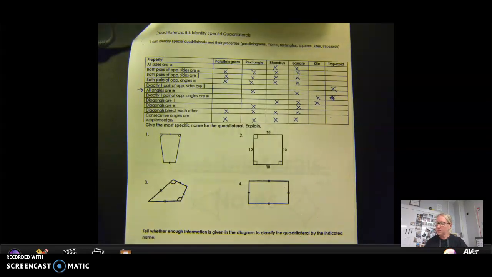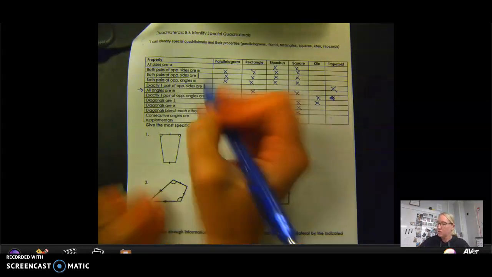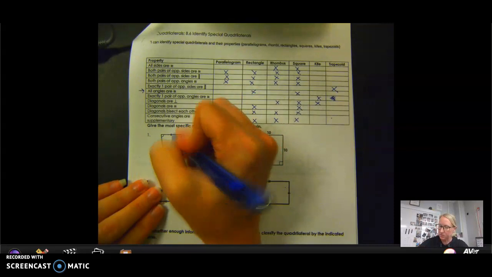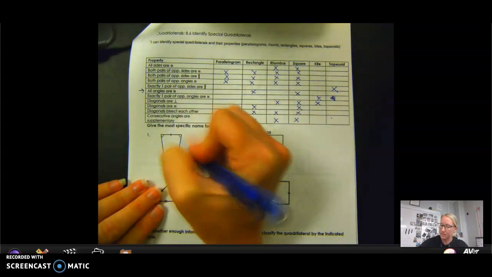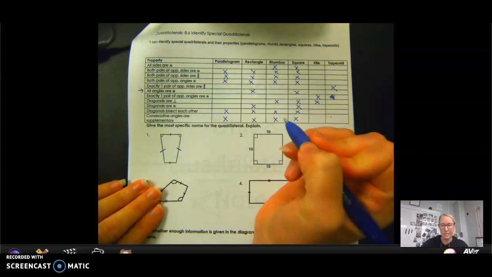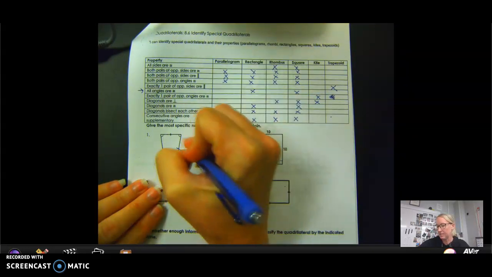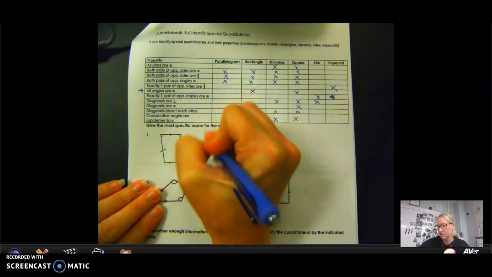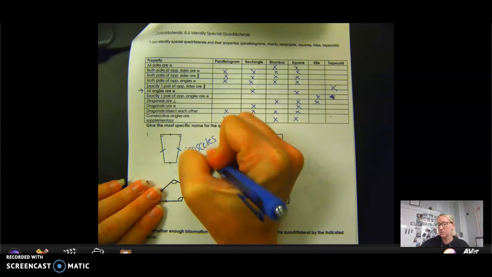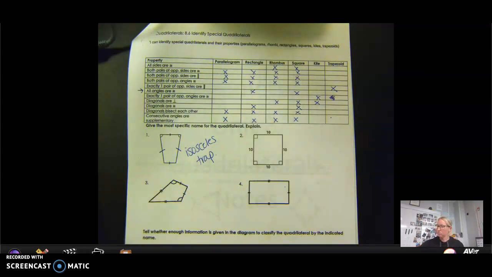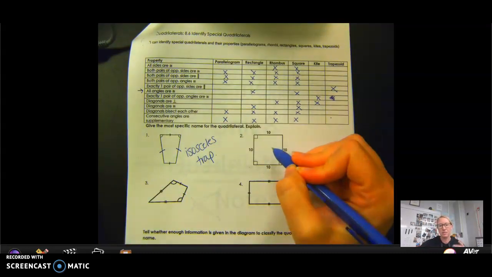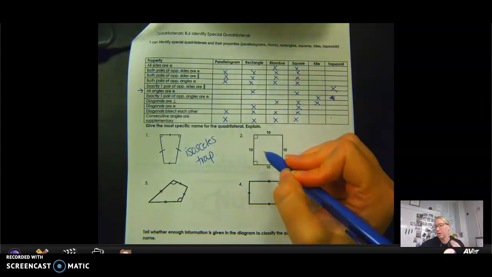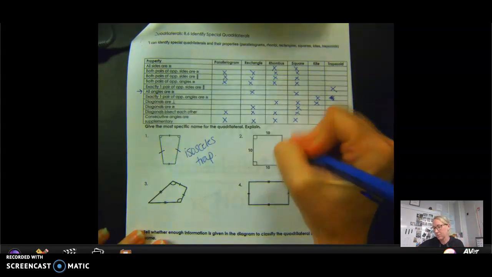Okay, give the most specific name for this quadrilateral. So this is a trapezoid, by definition, one pair of parallel sides, but my base angles are equal, which would make these two legs equal. So that means that this is actually an isosceles trapezoid. So that is the most specific name. All congruent sides, so it's a rhombus. More specific, it's a rhombus or a square, but then I have 90-degree angles, so this would be a square.